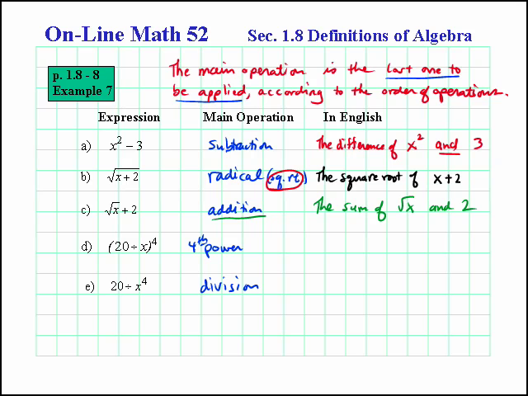The fourth power of 20 divided by x. The fourth power of 20 divided by x. And lastly, division. What's the word for division? Quotient. Whoops, so the quotient of 20 and x to the fourth.